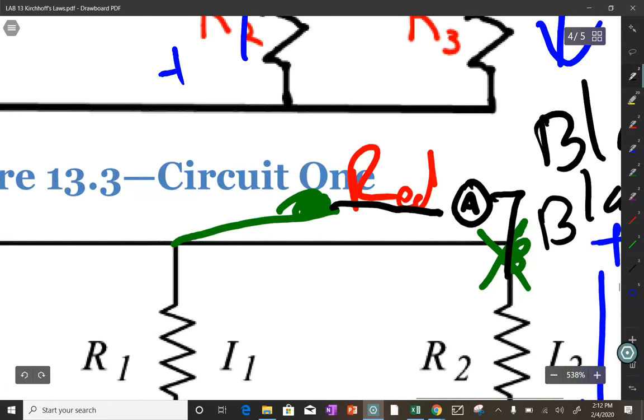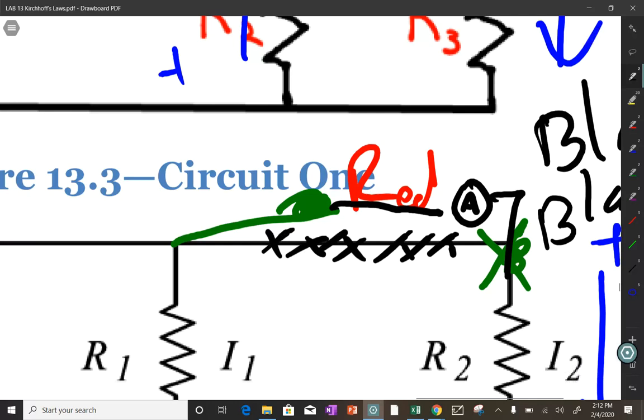So keep in mind, I broke the circuit to measure current. And then I patched the circuit using my ammeter. And the direction is important. If you switch the direction, it's going to switch the sign. But the sign is an important thing.